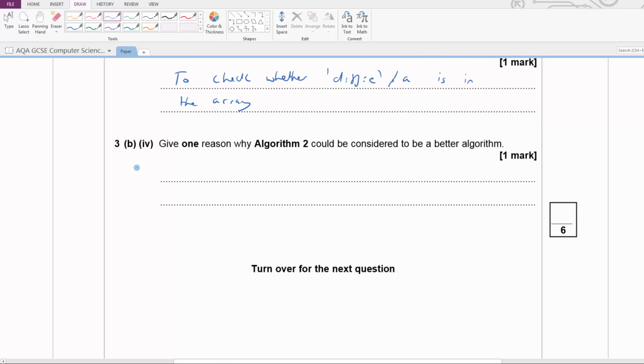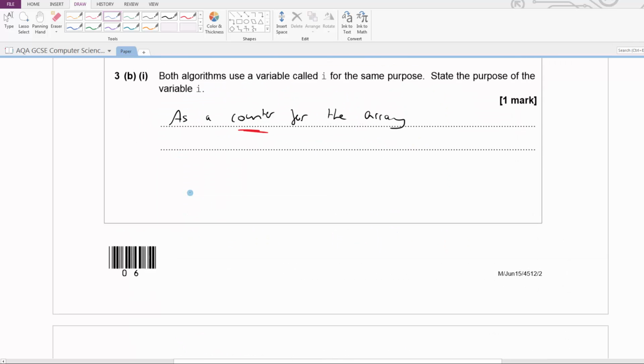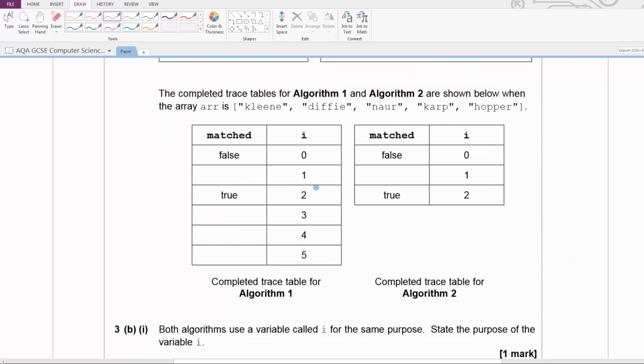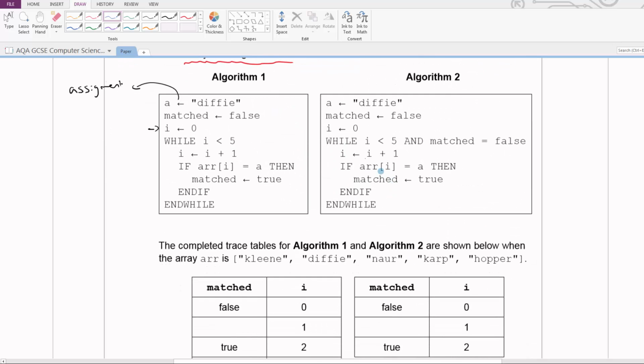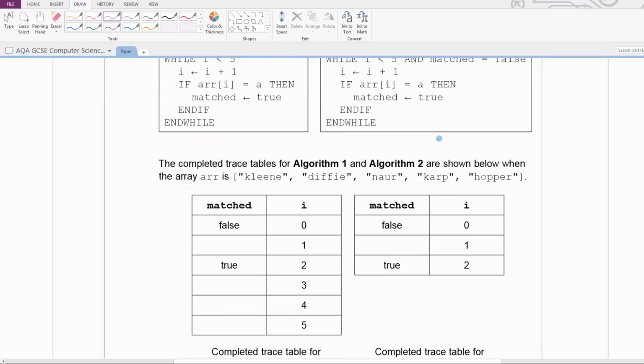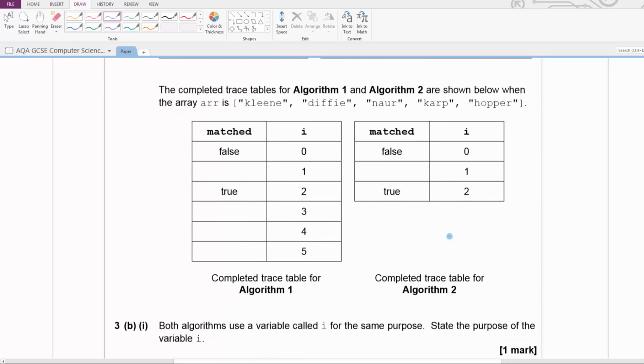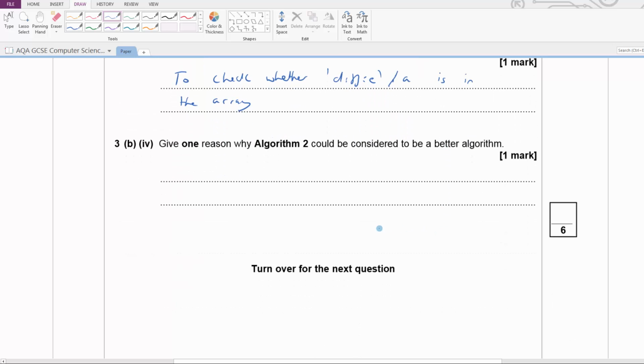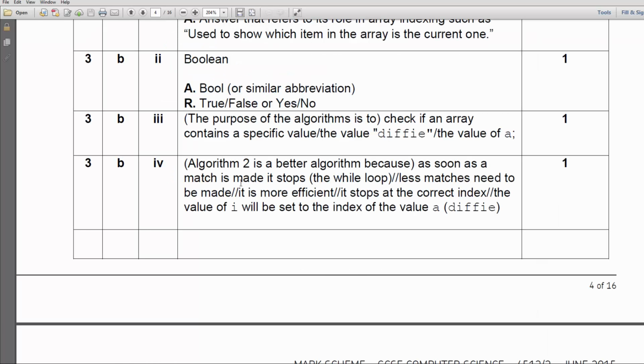Give one reason why algorithm 2 could be considered to be the better algorithm. So as the trace tables nicely demonstrate, it does this process a lot faster. It's only really looping 3 times, I suppose you could say. And yeah, in terms of lines, it's the same, but this would be described as being more efficient because it does this process using fewer loops. So I think it's only worth 1 mark. So probably efficient would be a sufficient reason. The mark scheme goes into a bit more detail, which you can pause the video and read if you want to, but it does say it's more efficient. This is the simplest answer, to be honest.